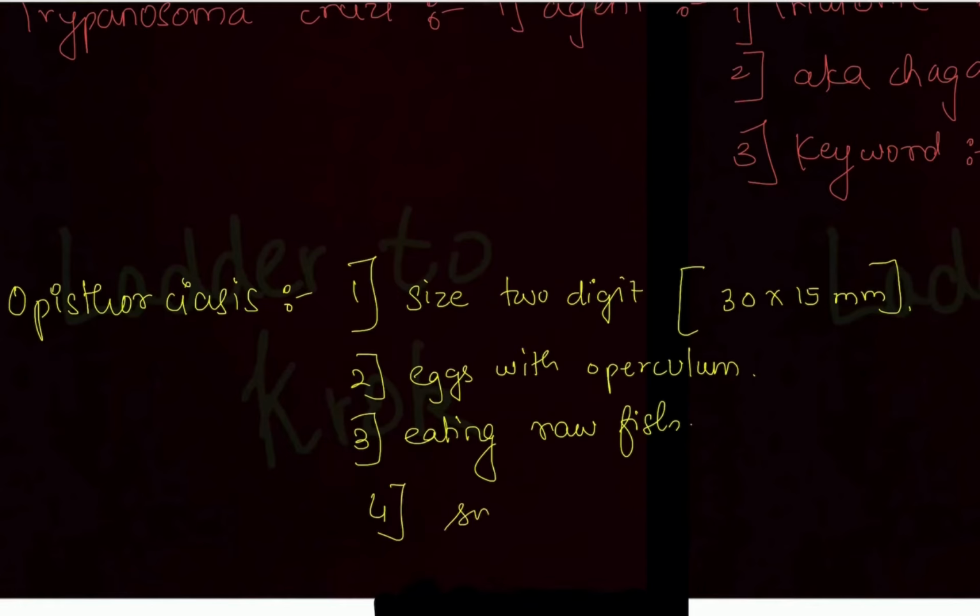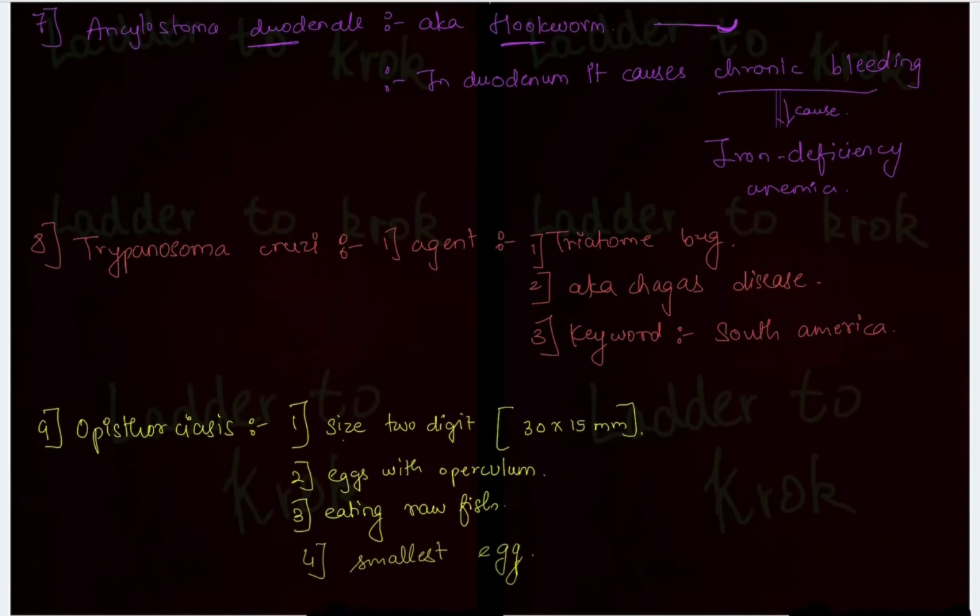The next point that you should know is it has the smallest egg among all the helminths. So sometimes they give you the question: which of the following organisms has the smallest egg? The answer is Opisthorchis. They give this size as its unique feature. You have to remember the size of Opisthorchis as well as Fasciola hepatica. These two helminths' sizes are very important.